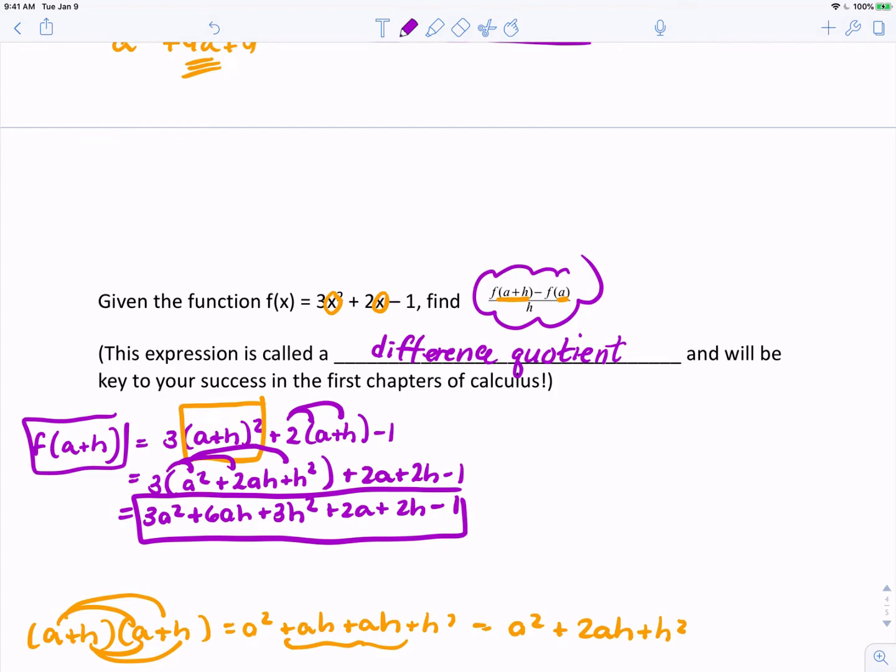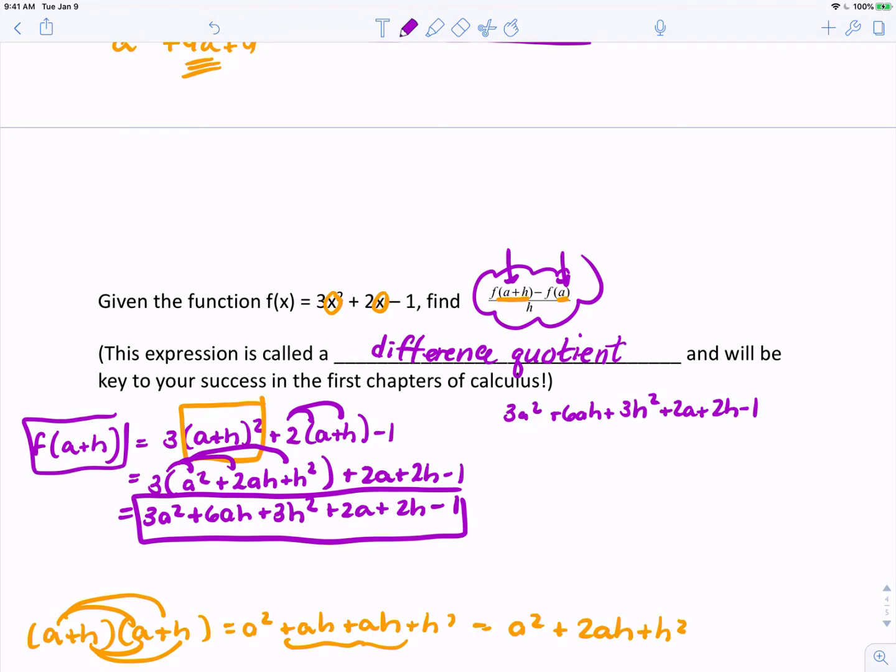And that's just the first piece of the difference quotient. Now, the second piece simply says to replace x with a. And so that's easy to do. There's no algebra to simplify there. And so let's go ahead and start simplifying the difference quotient. So f of a plus h is this long expression which we just figured out. 3a squared plus 6ah plus 3h squared plus 2a plus 2h minus 1.